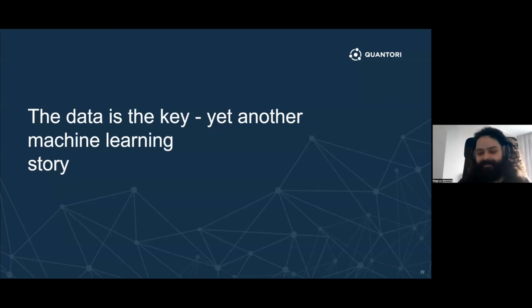So the data is the key. Again, if you have garbage, you have garbage on the output.